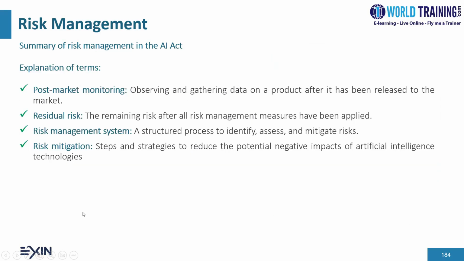So, explanation for the terms. Post-marketing monitoring: it basically refers to observing and gathering data on the product after it has been released to the market. Residual risk: it refers to the remaining risk after all the risk management measures have been applied. Risk management system: it's more of a structured process to identify, assess, and mitigate the risks. Risk mitigation: the steps and strategies to reduce the potential negative impacts of artificial intelligence technologies.